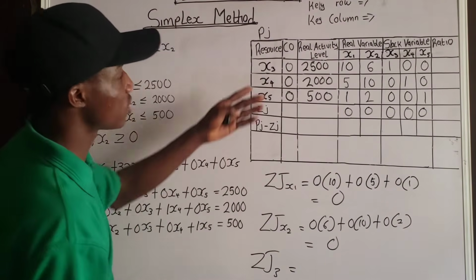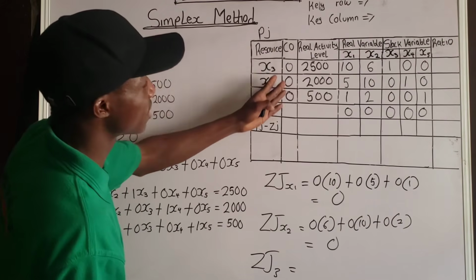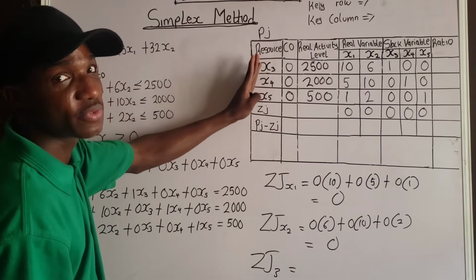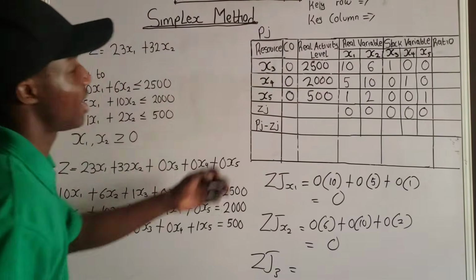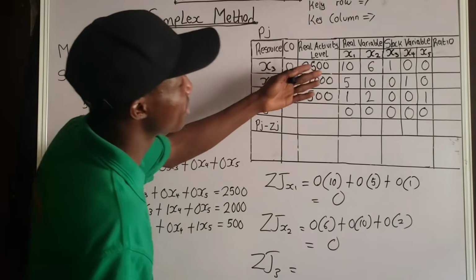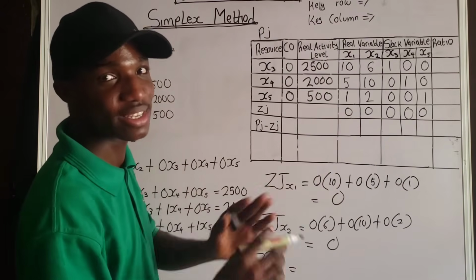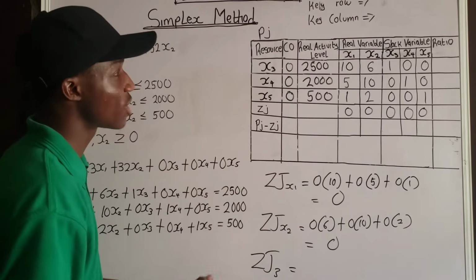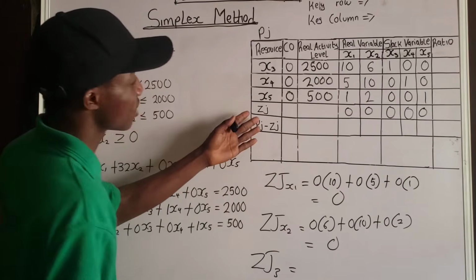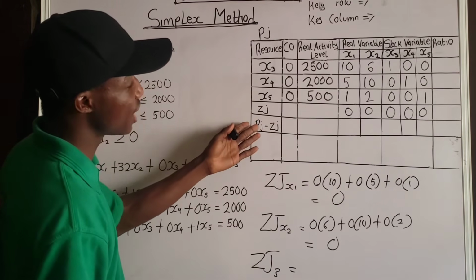So that is how to get the value of zj. You understand? You just have to take the coefficients of the basis variables in the objective function, multiply each with the corresponding value in the column whose zj you want to get, and then sum them together. That is how to get the value of zj. Okay, let us proceed. The next row here is pj minus zj.